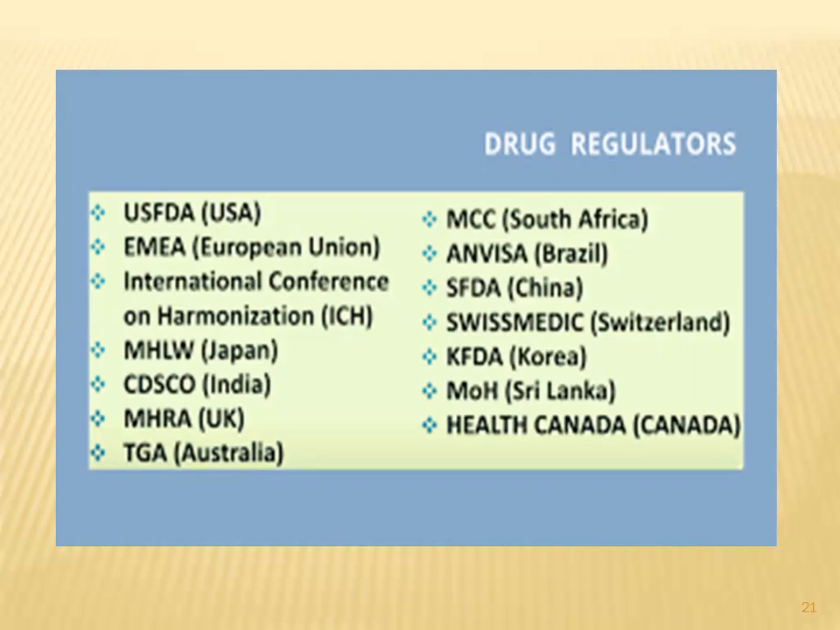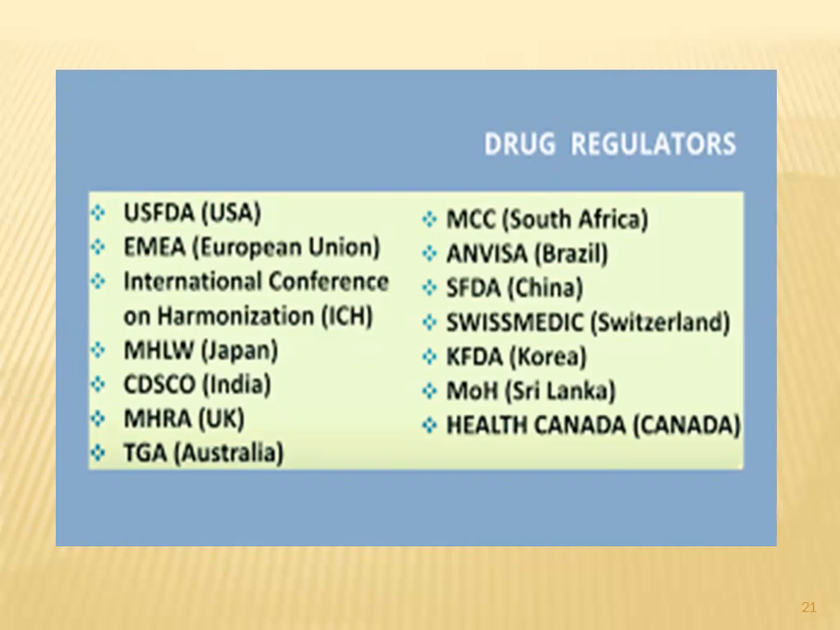The last part is different regulatory agencies all over the world. We have some examples here. That is US FDA, for the United States of America. In the case of the European Union, we have EMA. Next one is ICH, International Conference on Harmonization. For Japan, we have MHLW. In the case of India, it is CDSCO. In the case of the UK, we have MHRA. Australia, we have TGA. In the case of South Africa, we have MCC.